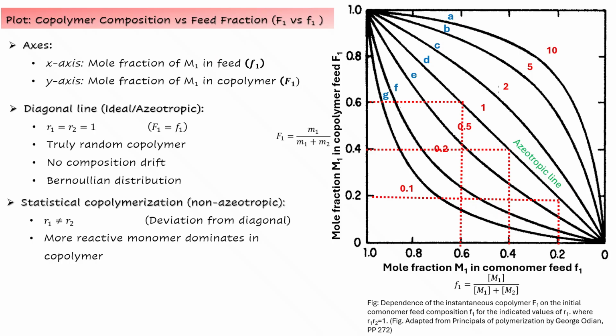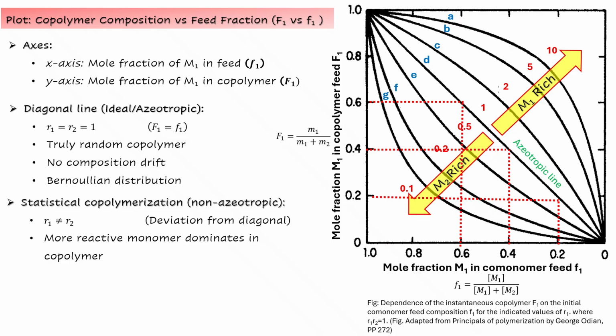But when R1 and R2 are not equal, things change. One monomer becomes more reactive than the other. It gets incorporated more quickly and the copolymer ends up richer in that monomer. This is called statistical copolymerization or non-azeotropic behavior. The curve deviates from the diagonal, showing how the copolymer composition shifts away from the feed.